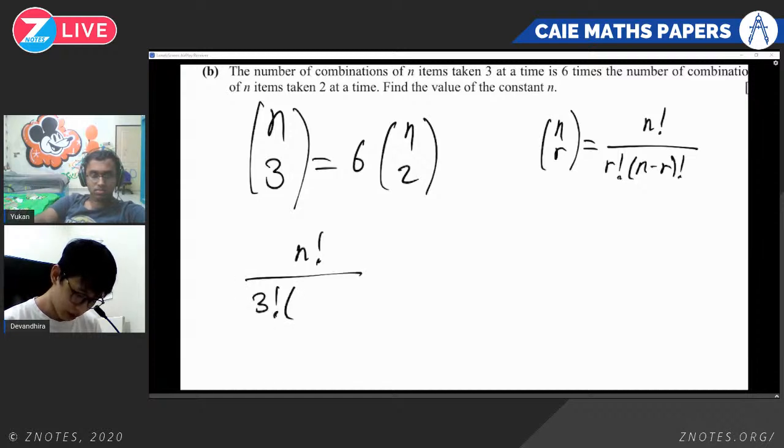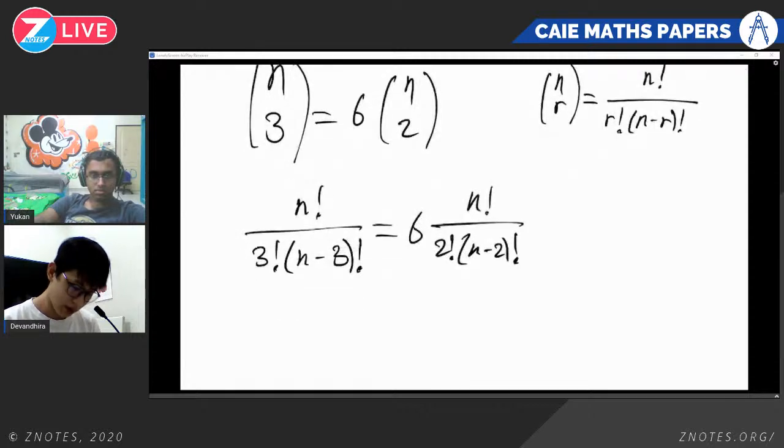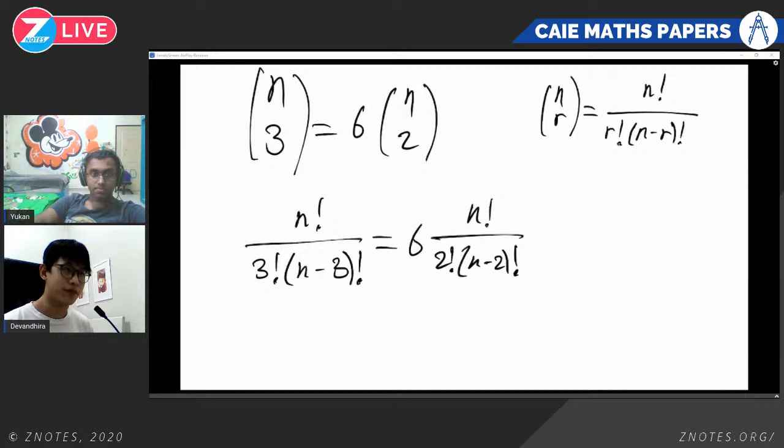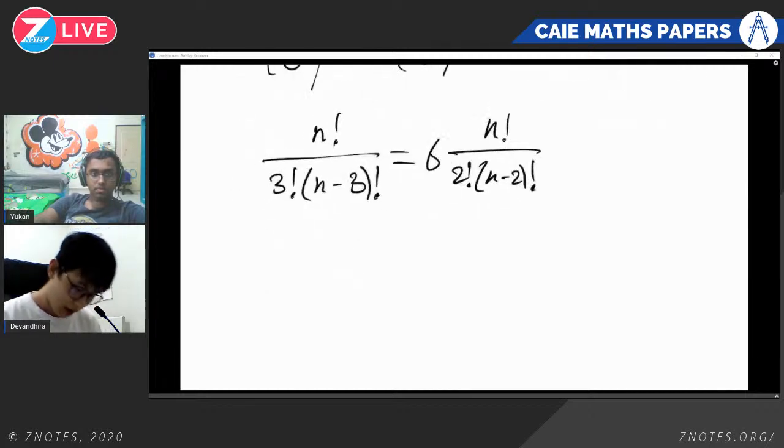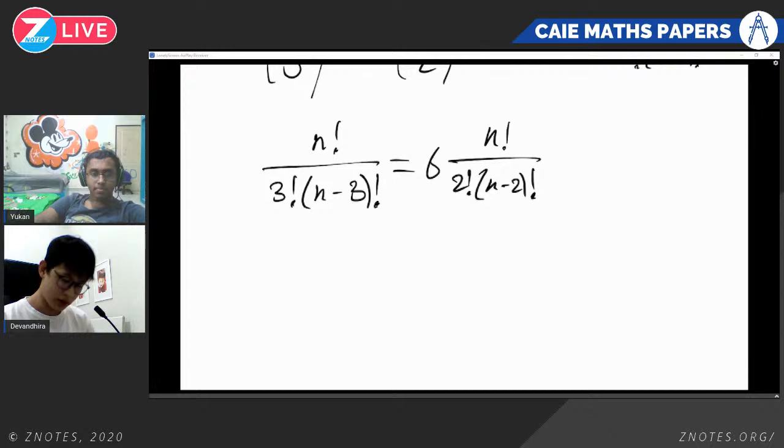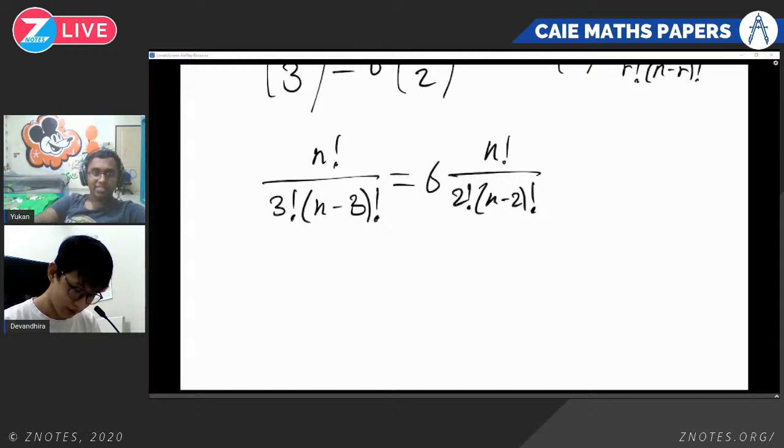This may take time. Sorry. 6. Better not to forget anything. 2 factorial. Okay. Everything okay so far? All right. So what should we do next? We're already in this form, and what should we do next? What's our next move? From here it's just straightforward. You can simplify it. You can cancel the n factorial, and then you can expand n minus 2 factorial.